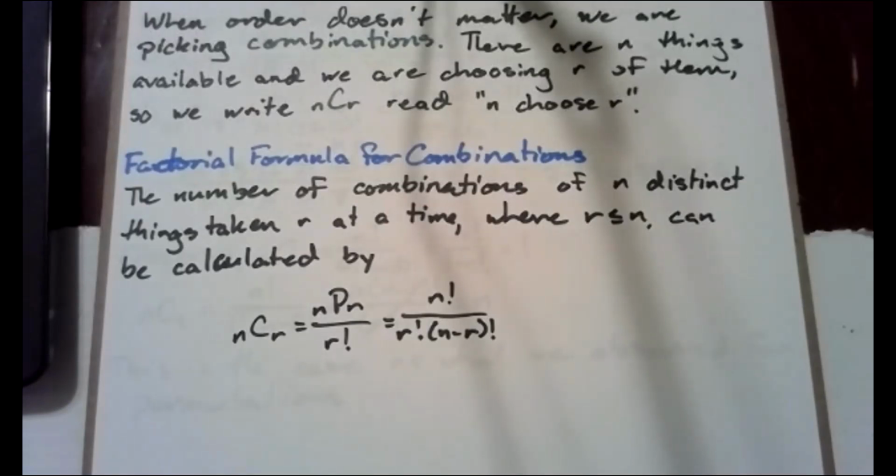The factorial formula for combinations, the number of combinations of n distinct things taken r at a time, where r is less than or equal to n, can be calculated by n choose r equals n pick r divided by r factorial, or n factorial divided by r factorial times n minus r factorial.